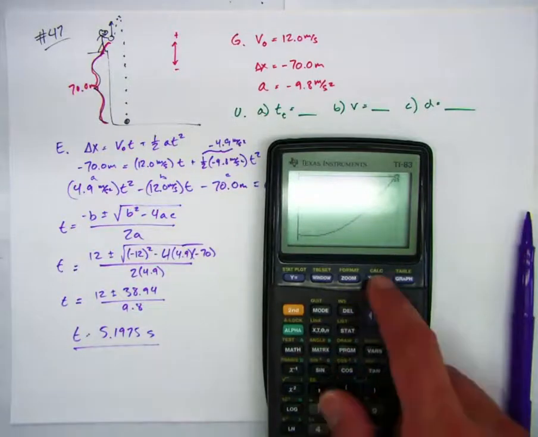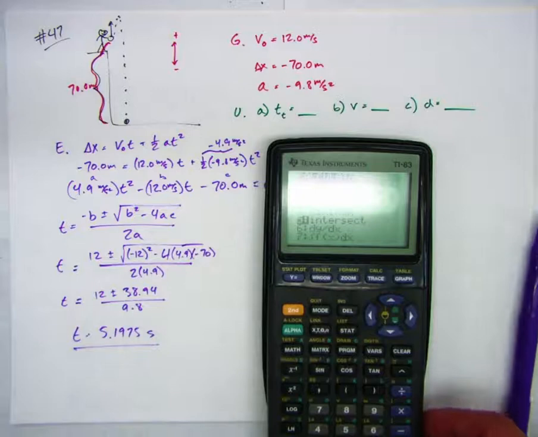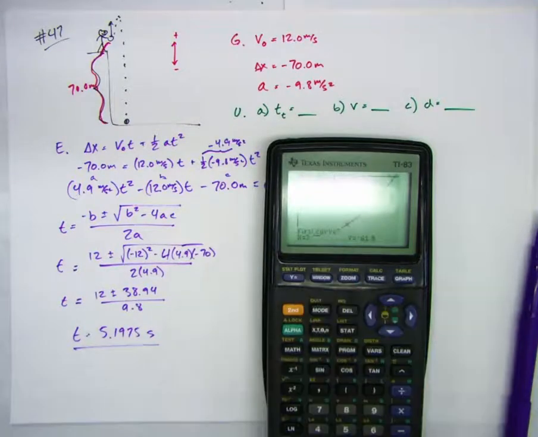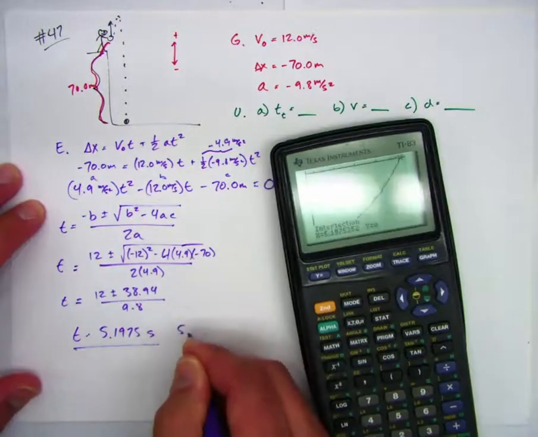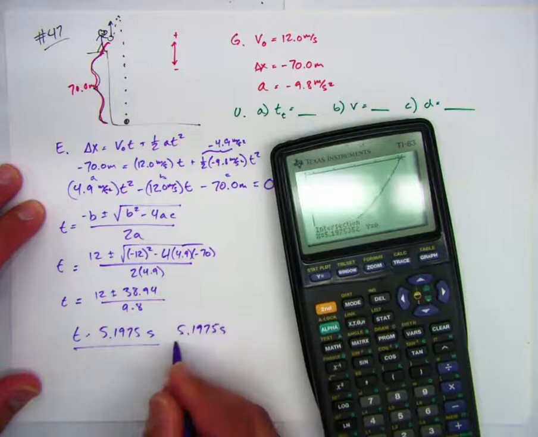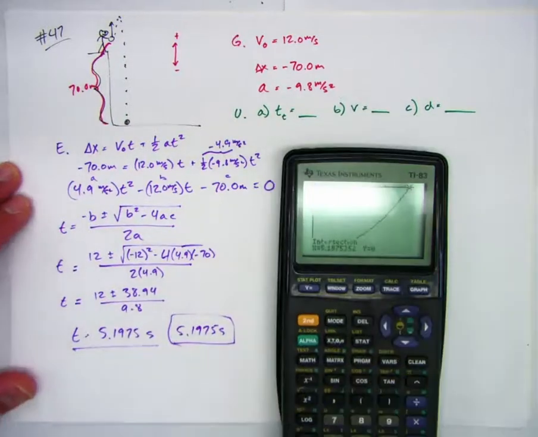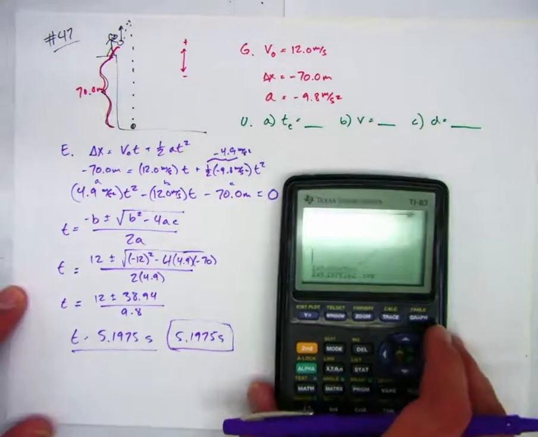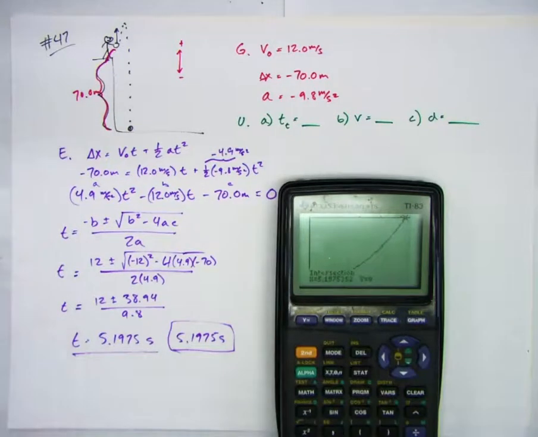So if you go to second calc, intersect, you can find the point at which those two lines intersect. It'll say first curve, you say yes, hit enter, second curve, enter. And here, the intersection of that line is 5.1975, right? Seen that before? 5.1975 seconds. So it's the same exact answer. So it's a quicker way. Sorry, the screen's showing you a little glare, but that's a quicker way using your TI to find the value of the quadratic.